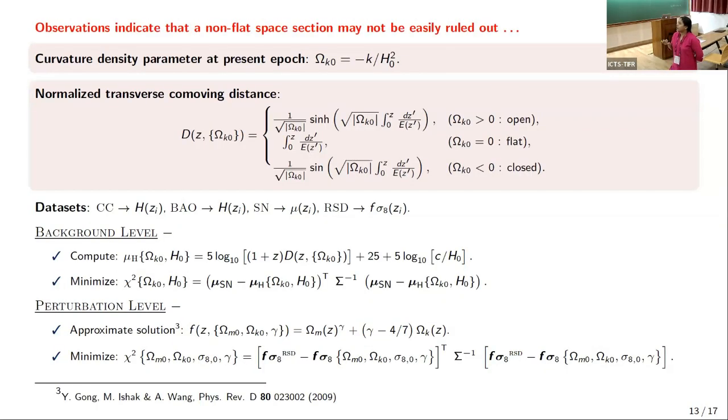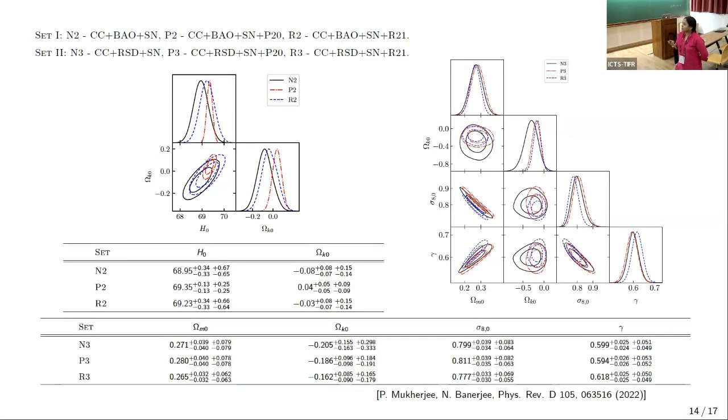So here I have used the background data sets and the RSD data sets to obtain the constraints on omega k and some cosmological parameters without assuming any cosmological model. And these are the plots. So this is for the background data sets, and this is using the RSD data set. So we see that omega k is very close to 0, and omega k equals 0 is always included in the 1 sigma.